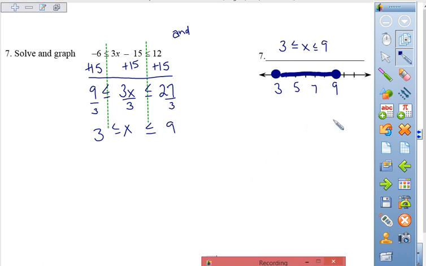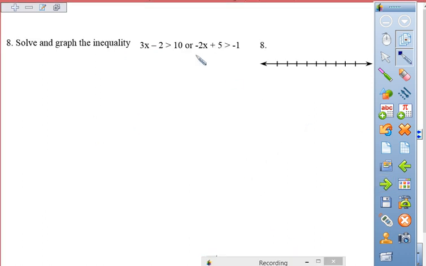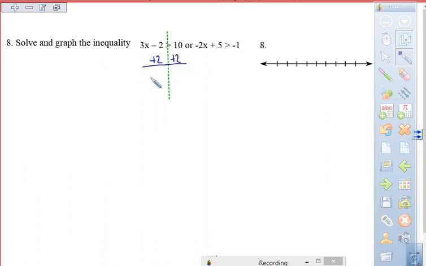Let's try another compound inequality. This one has the word or in it, so this is an or. So when we graph it, we should have 2 sections of the graph shaded. We should have this edge and the other edge. So when we're solving it, we have 2 separate inequalities to solve. So let's do the first one. We want to get the x by itself, so we're going to add 2. So I get 3x is greater than 12. Divide by 3. X is greater than 4.